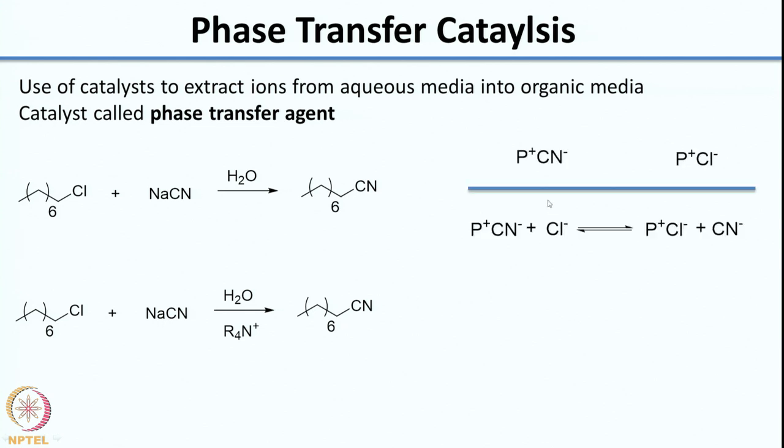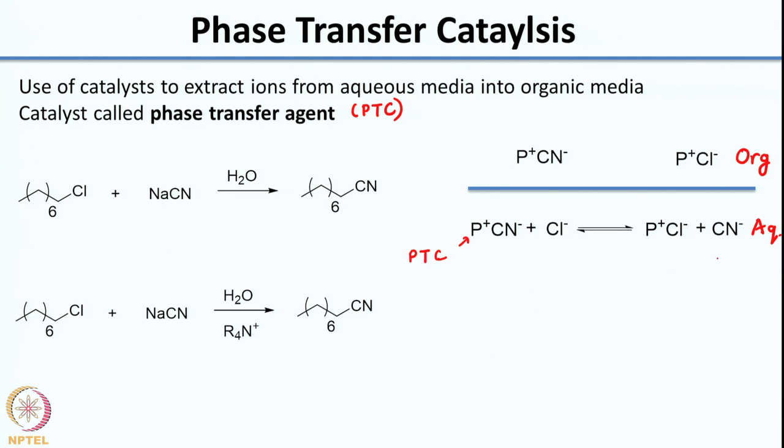And what is the mechanism? So if you consider this as water, this is the aqueous part and this is the organic part. So in the aqueous part, P plus is your tetrabutyl ammonium. So this is your phase transfer catalyst, we will call it. Because you are using a cation here, you have a counter ion CN minus, and this can exchange with Cl minus also to give you P plus Cl minus.